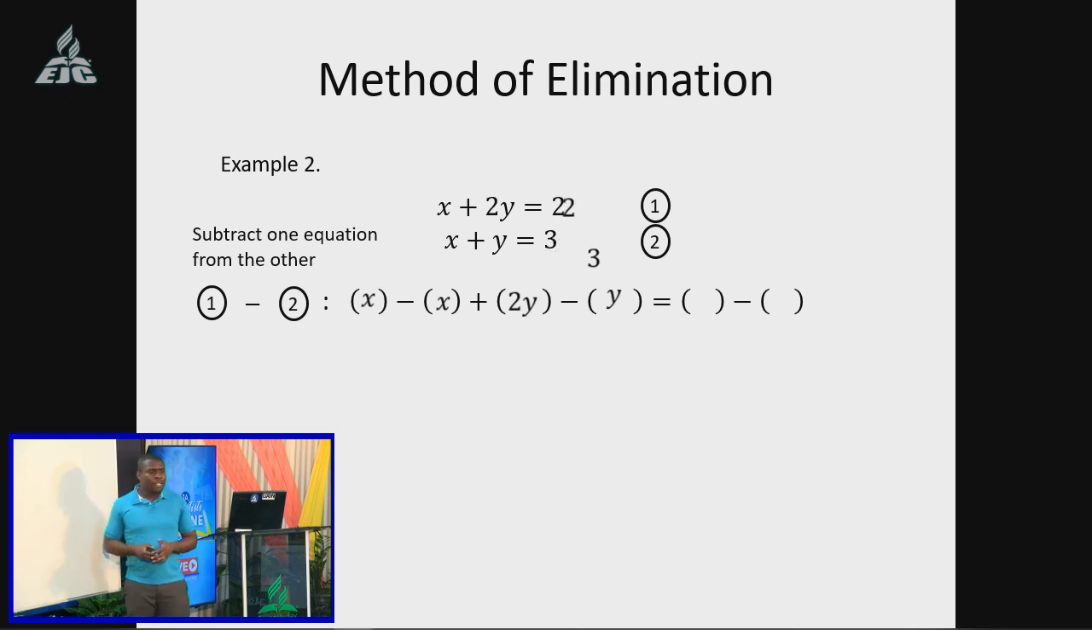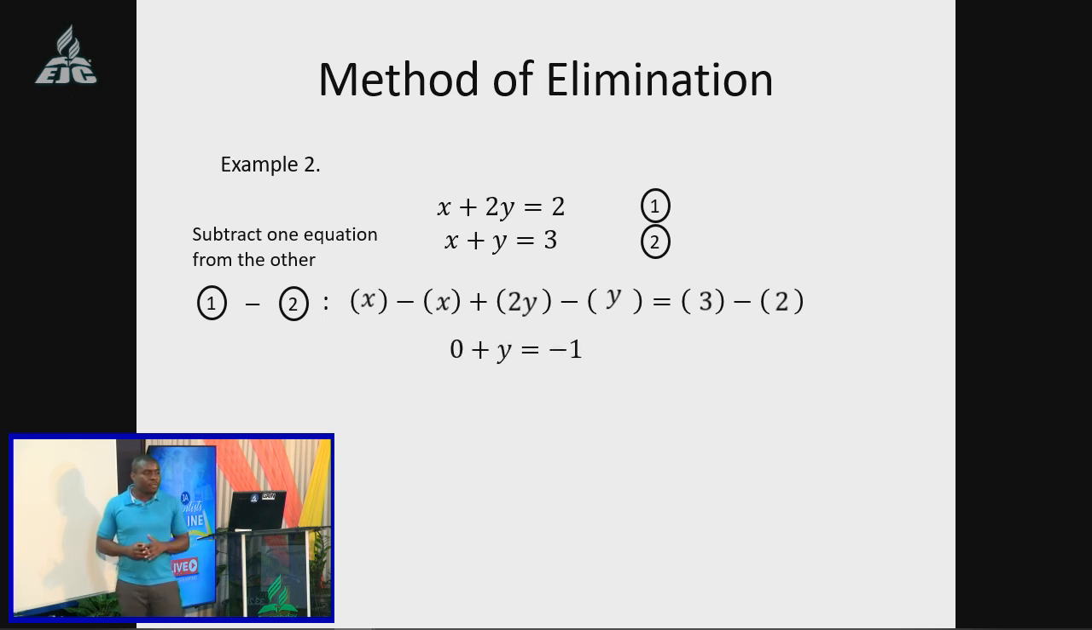And of course, we can't leave out our values. All right. That should be 2 minus 3. There's an error there. So please, if you're writing, make the correction. It should be 2 minus 3 because 2 is from equation 1 and 3 is from equation 2. All right, so it should read x minus x plus 2y minus y equals 2 minus 3.